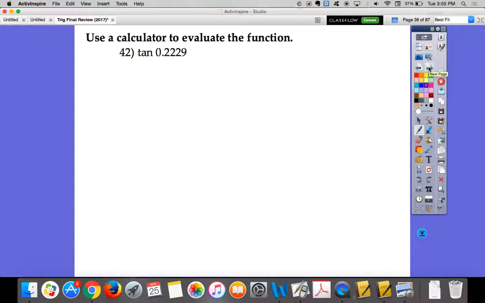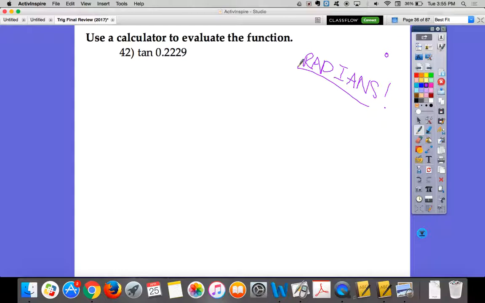So use your calculator to evaluate the function. Now keep in mind, we're talking radians here. There's nothing marked degrees. Remember, all degrees have to have the little degree symbol up there. If you've got this value here, that is radians. You need to change your calculator. So grab your calculator, go to mode, and get it in radians. Otherwise, your answer is going to be tripped out.